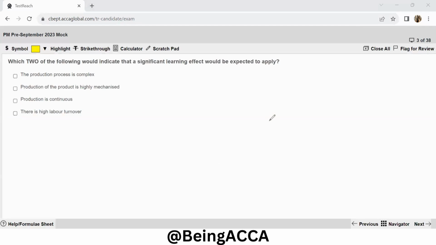Which two of the following would indicate that a significant learning effect would be expected to apply? We have to take any two of these. The production process is complex. Yes, definitely. When you have a complex production process, your scope for learning is more. If you are continuously producing, learning will definitely happen. The third statement is also correct.